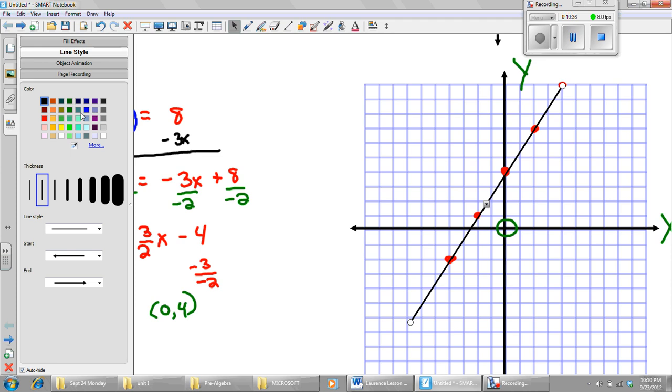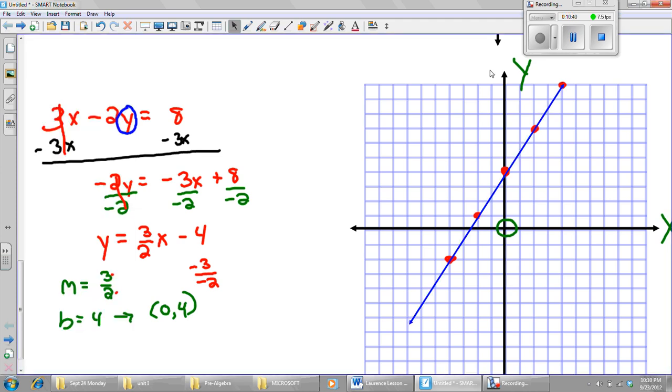And let me see here. That doesn't show very well. That one does. Okay. And maybe I can make it a little bit longer. And there you go. Okay, it's easy that. But remember, the y must be alone for this to work.